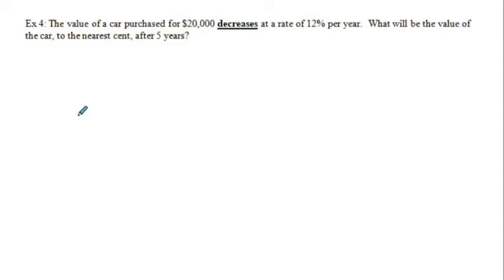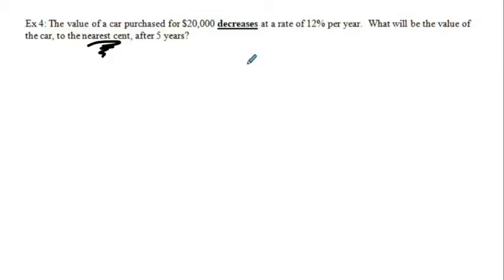All right guys, here's our final problem. I know you're having so much fun, but here we go. The value of a car purchased for $20,000 decreases at a rate of 12% per year. What will be the value of the car to the nearest cent after 5 years? Come on, Regents people, can you just be consistent? Do you want it to the nearest dollar or the nearest cent? Why are you trying to mess with us? So frustrating.